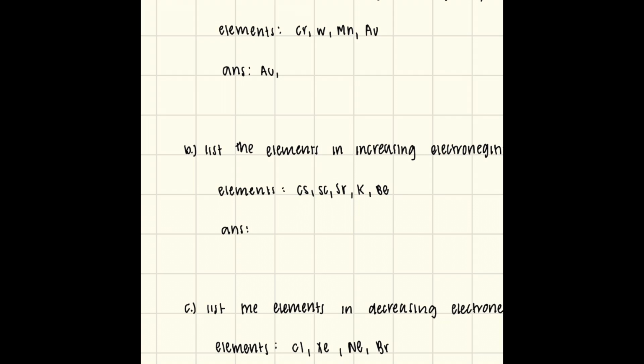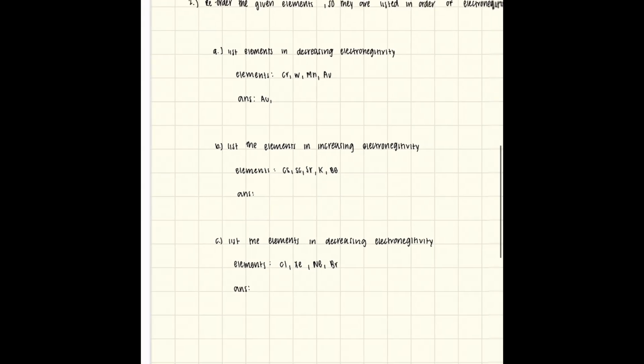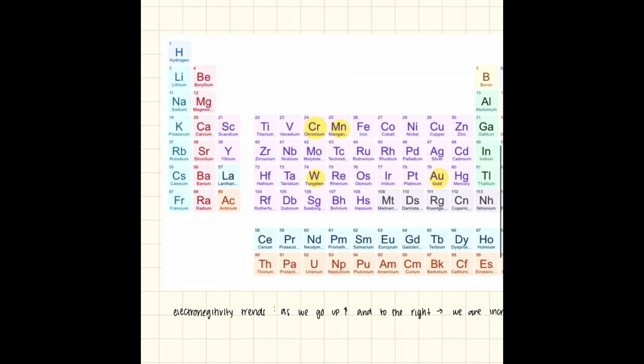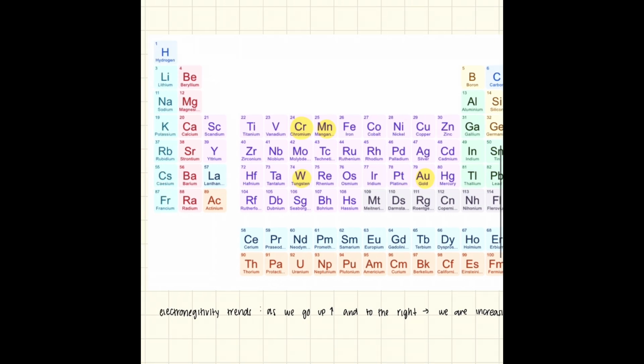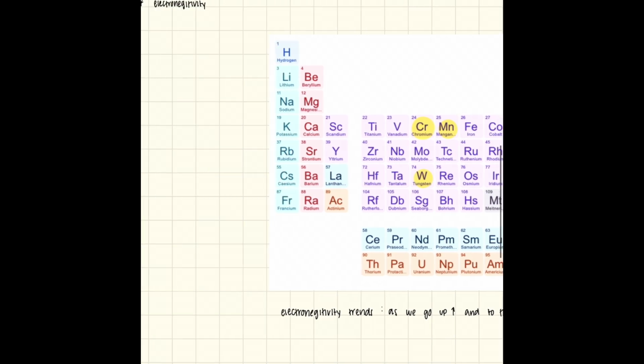So now we're only down to 3 elements: chromium, tungsten, and magnesium. Going back to the periodic table, we're going to do the same thing we did before. We're going to go all the way up and to the right. As we go all the way up and to the right, we're going to see magnesium.